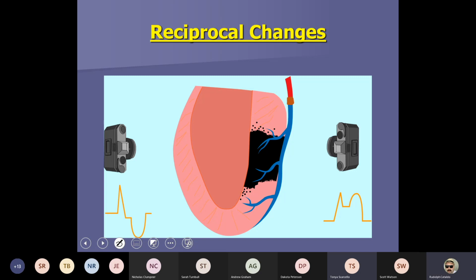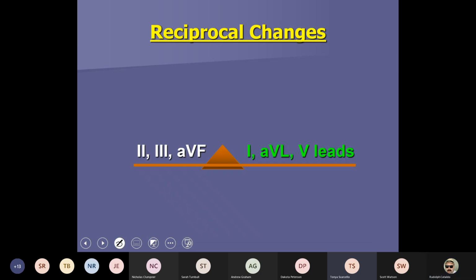Again, I am beating a dead horse with this, but I'm trying to get it ingrained in your guys' heads, and if I have to do that by force, I will. Where I see elevation on this side, I will probably see depression on the other side. That is what a reciprocal change is. There's my scale.